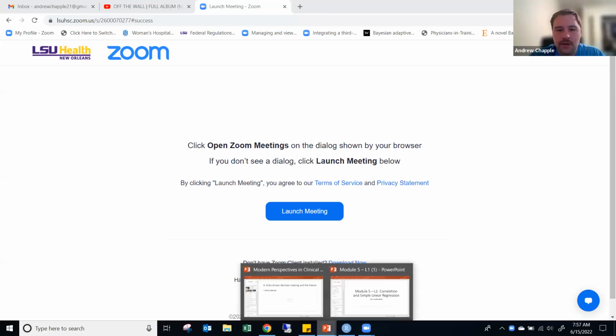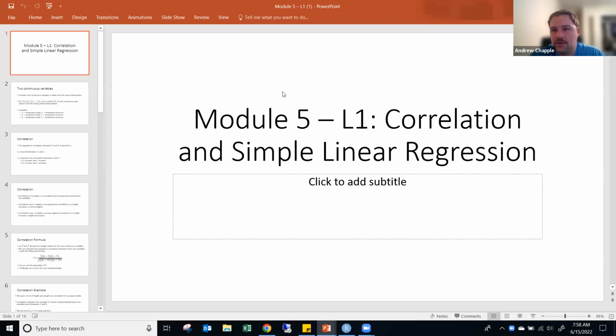Hey, so today we're going to be talking through Module 5, Lecture 1. And as usual, whenever we get close to the actual assignment, I'll do some run through. So this is just an introduction to correlation and simple linear regression.